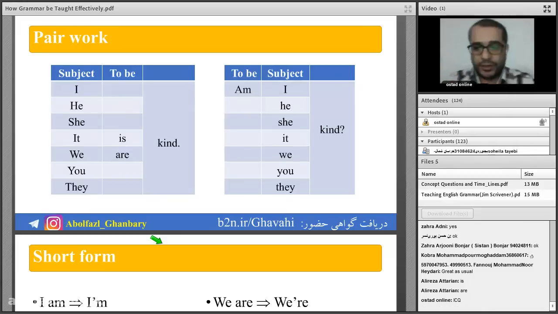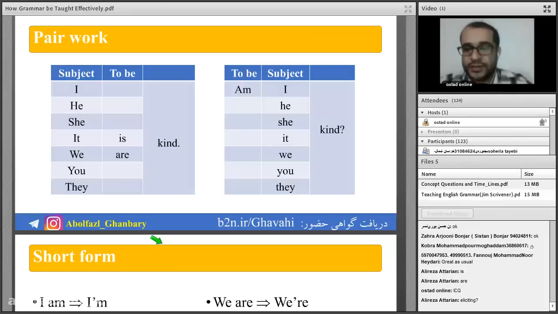Very good. What I just did is called ICQ, Instruction Checking Question. I ask so the students make sure they understand what to do. ICQs, Instruction Checking Questions. What should we write? Am, is, are. Very good. Work in pair. Then we check. So, Ali, what is the first one? I am. Reza, Mohammad, Hassan, we elicit.